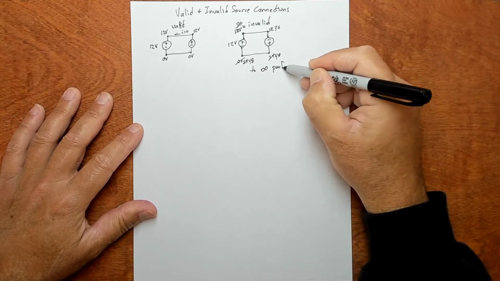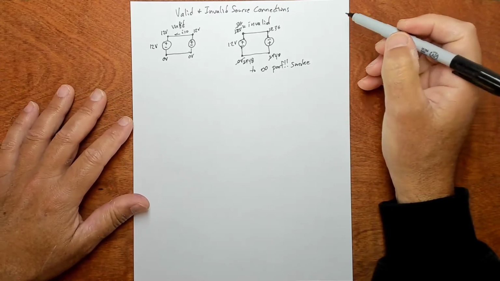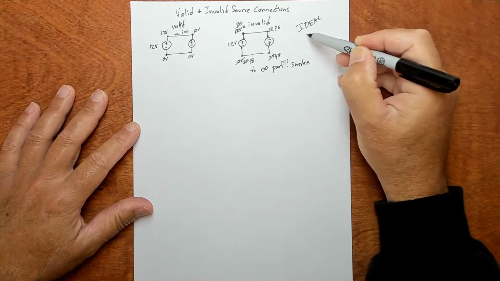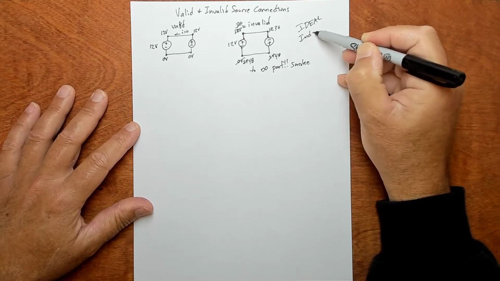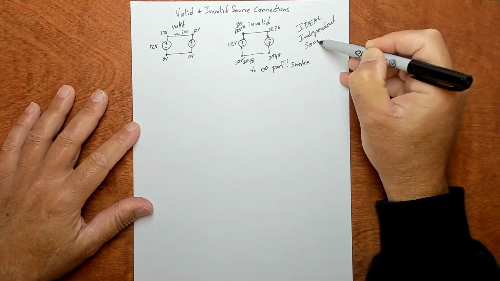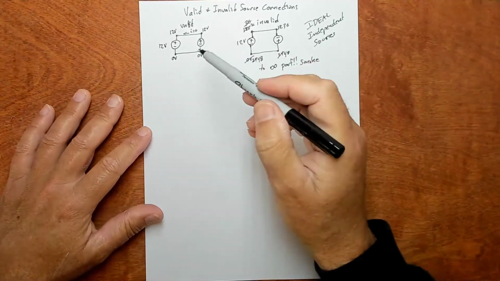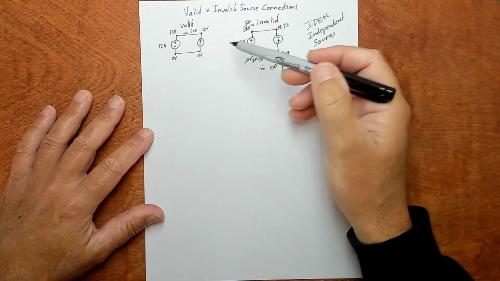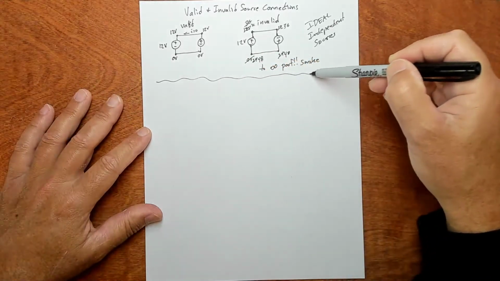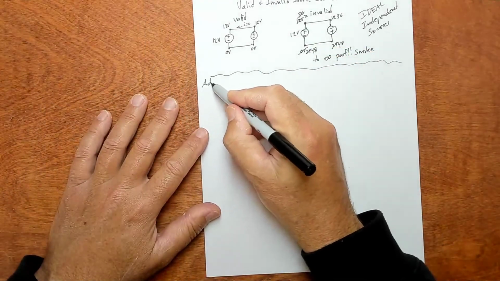Okay, and basically bad things are going to happen. You're going to get smoke and stuff like that. Okay, this is with ideal independent sources. This is a little bit unrealistic because there's no resistors in there. Let's think about, well, what would happen if you had a resistor in there? So let's add some resistors.